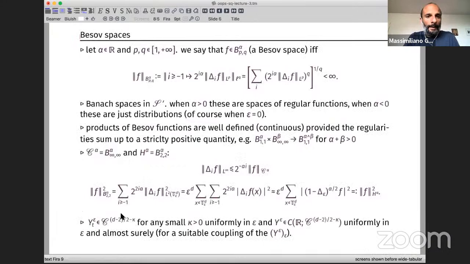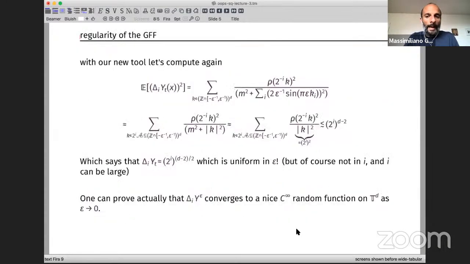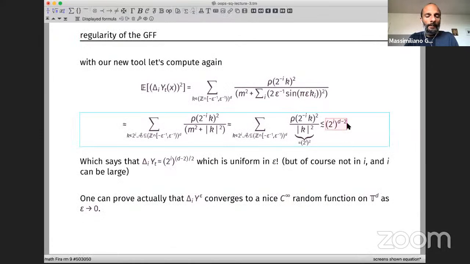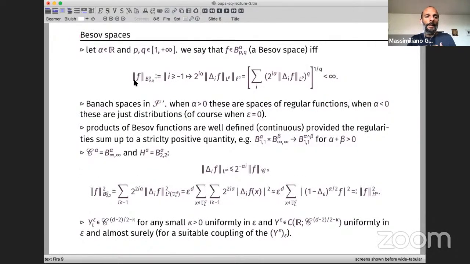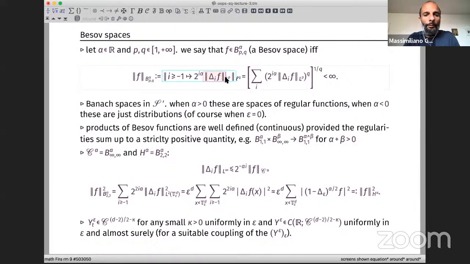And then you somehow use the size to define spaces. Given a distribution, what I do is compute the blocks of this distribution, compute a certain spatial size of each block, maybe using an L^p norm, and then compute a certain size of the sequence of numbers I obtain. The sequence of numbers is just a function of i, an integer from -1 to infinity. And then you use small l^q spaces, and these define Besov spaces.